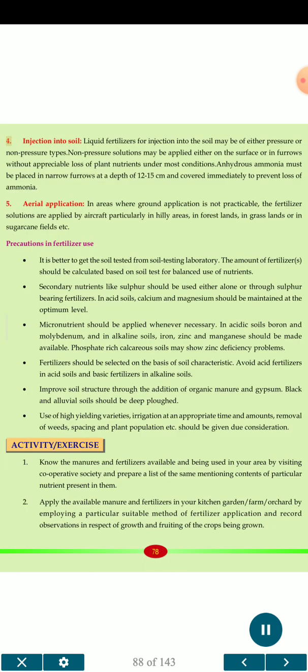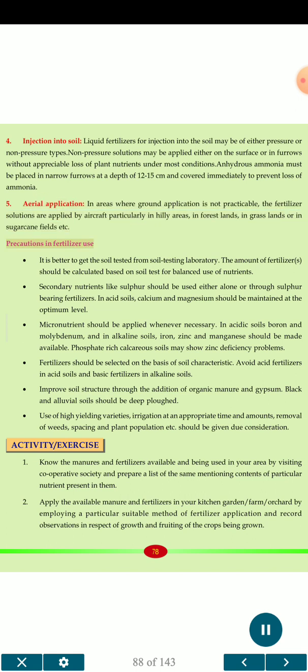4. Injection into soil. Liquid fertilizer for injection into the soil may be of either pressure or non-pressure types. Non-pressure solutions may be applied either on the surface or in furrows without appreciable loss of plant nutrients under most conditions. Anhydrous ammonia must be placed in narrow furrows at a depth of 12 to 15 cm and covered immediately to prevent loss of ammonia. 5. Aerial application. In areas where ground application is not practicable, the fertilizer solutions are applied by aircraft, particularly in hilly areas, in forest lands, in grasslands or in sugarcane fields etc.